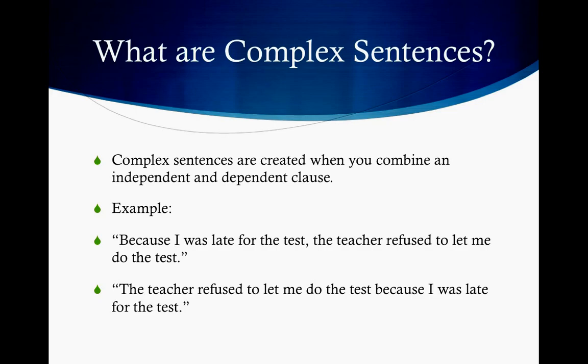If you're starting off with a subordinating conjunction, like because I was late for the test, you want to use a comma and then write your independent clause. So because I was late for the test, comma, the teacher refused to let me do the test. Now, if you start off with the main clause or the independent clause, then you don't need to use a comma if the subordinating clause comes next. As in the second sentence here, we have the teacher refused to let me do the test. That's the independent clause, and then the dependent clause comes right after. So in that case, you don't have to use a comma to separate the two clauses.